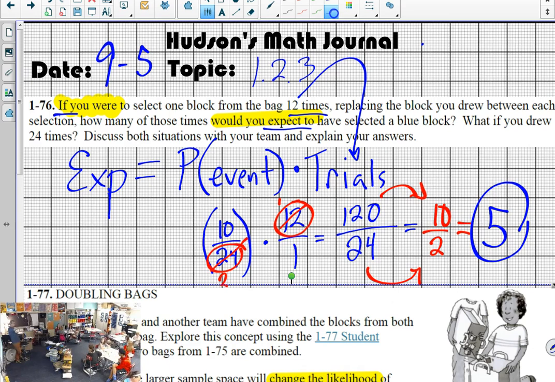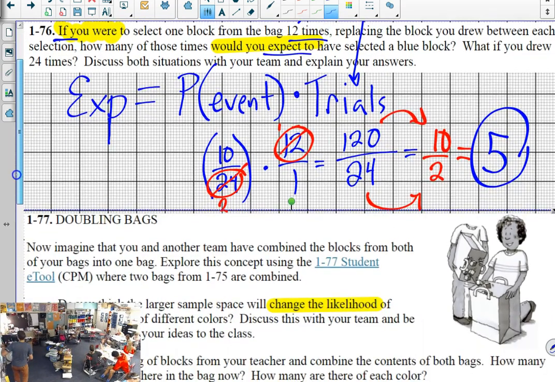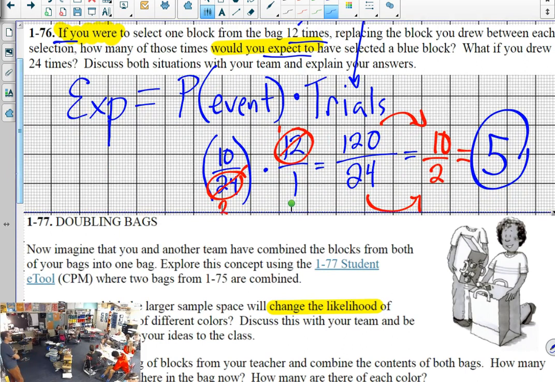Now, Rod, your group did it, right? How many blues did you actually draw? 4? Close. But there we see experimental came out different than theoretical. Any questions on 76? How we set it for the 12 times. Can anyone tell me? Yeah, Marvin?